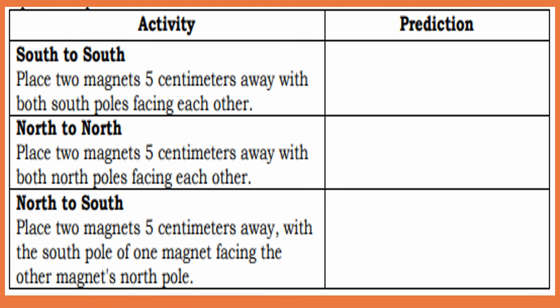And here's the activity and you will write the prediction. First, south to south. Place two magnets 5 centimeters away with both south poles facing each other. Second, north to north. Place two magnets 5 centimeters away with both north poles facing each other. And north to south. Place two magnets 5 centimeters away with the south pole of one magnet facing the other magnet's north pole. Answer this in your notebook.